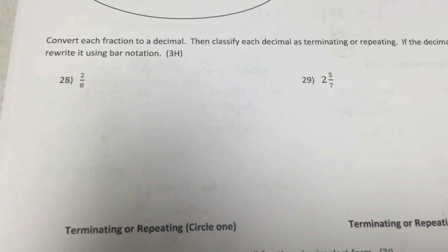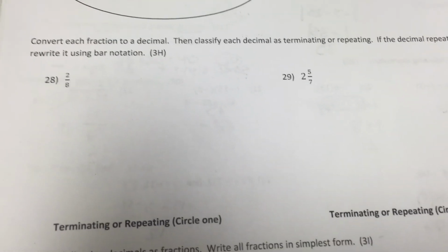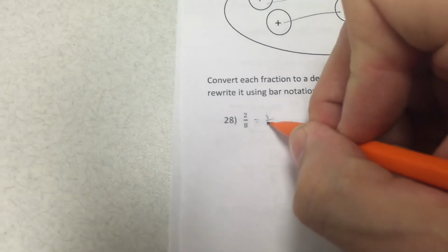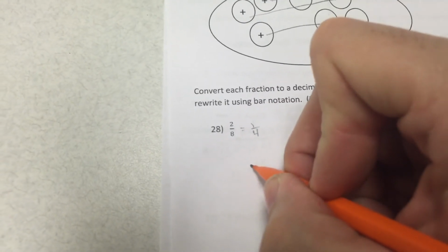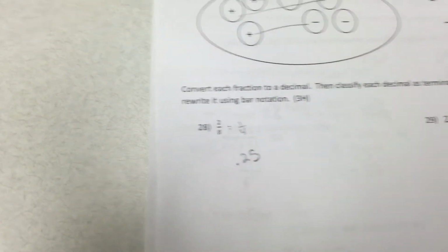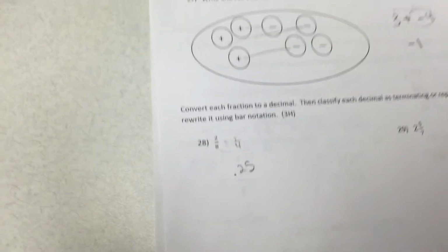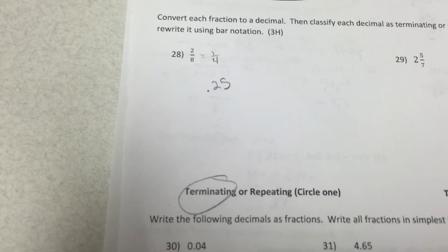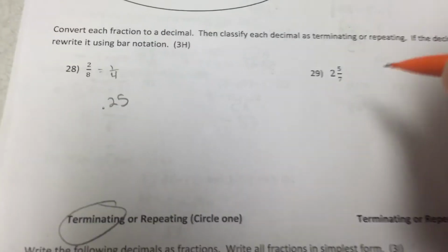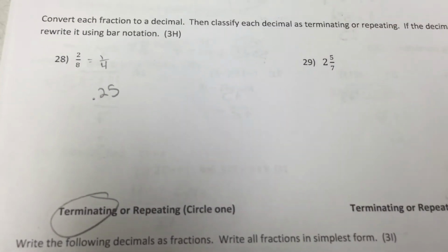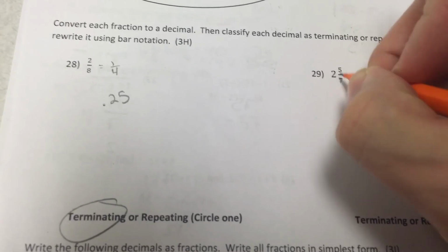For 28 and 29, we need to convert each fraction to a decimal. 2/8 is easy, even if I think about simplifying this to 1/4. 1/4 I know is decimal 0.25. This one does terminate. That one does terminate, so I would circle terminating. I have to apologize. This one will not continue.